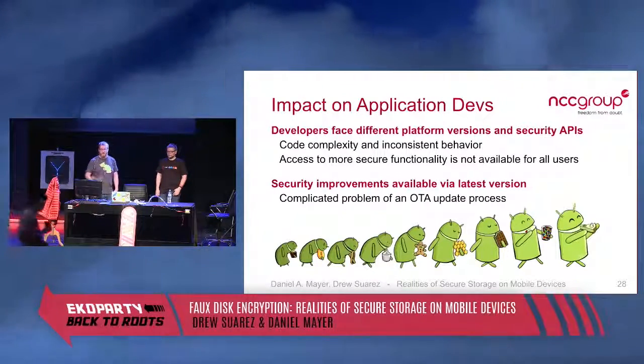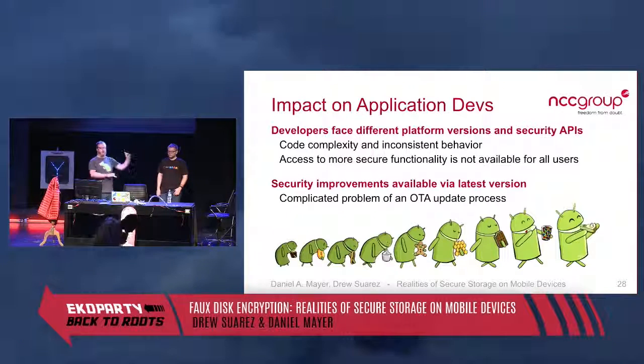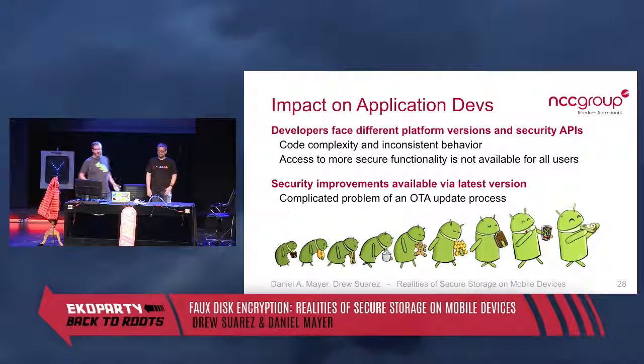And when we do application reviews, there's always a massive section of "if 4.2 do this, if 4.3 do this." And so mistakes can be made a lot more easily by developers in conditions like this, because there are so many little esoteric problems that might arise from that. And as I said, access to more secure functionality is not really available to all users. So if you're running an older version, you may not have better protections.